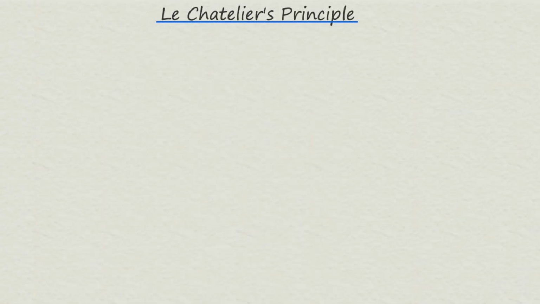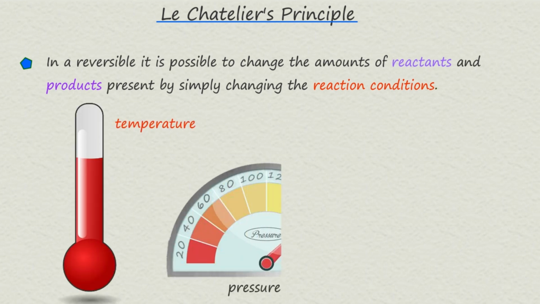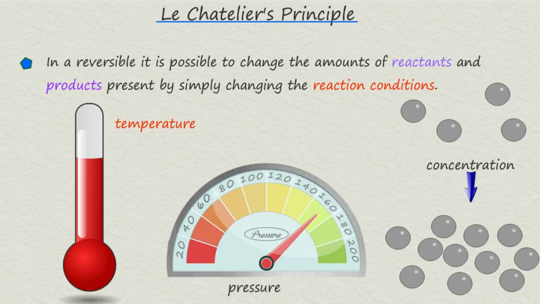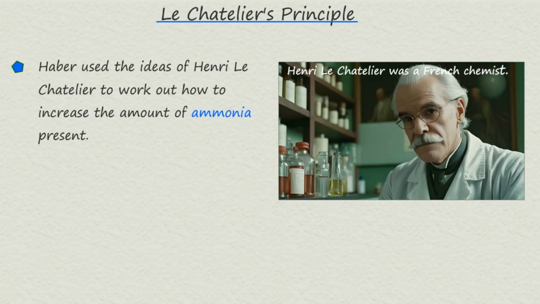Now, in any reversible reaction, such as the one used to make ammonia in the Haber process, it is possible to change the amount of reactants and products present by simply changing the reaction conditions, usually by changing the temperature, pressure, or concentration of one or more of the reactants or products. Haber used the work and research of the French chemist Henri Le Chatelier to try and work out how to increase the amount of ammonia present in an equilibrium mixture of nitrogen, hydrogen and ammonia.